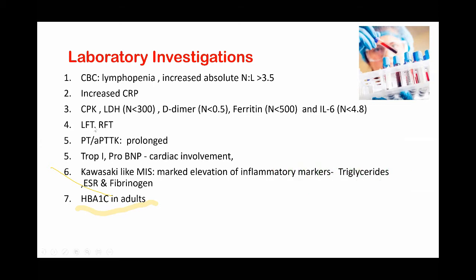Now coming to the other investigations: the LFT, RFT, and in pediatric or in adults, sometimes, when we are dealing with a shock-like situation, we have to do TROP-I or pro-BNP. Pro-BNP and TROP-I both basically indicate the cardiac involvement. And in Kawasaki-like disease in children, as you do in normal Kawasaki disease, you measure the triglycerides, ESR, and fibrinogen. HbA1c is very important in adults to identify diabetes, which is a very poor prognostic marker. Most investigations, like CBC, you can repeat daily, but the other inflammatory markers you can repeat every third day.